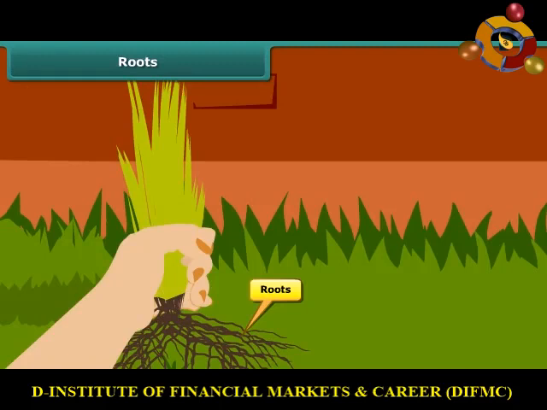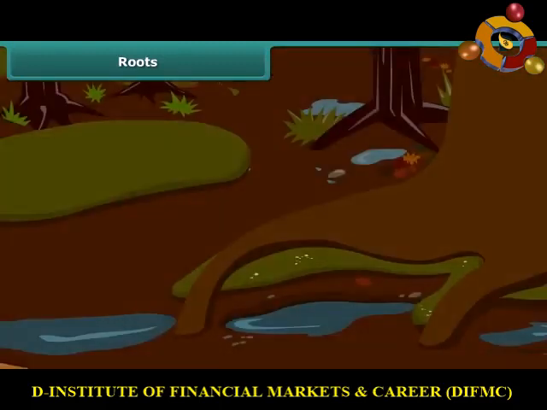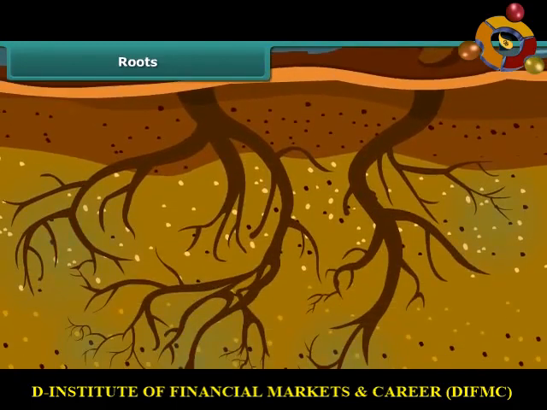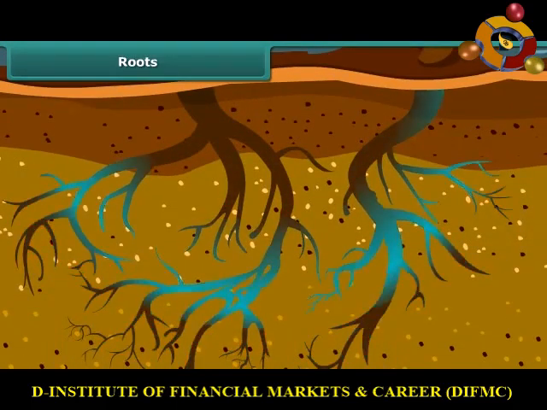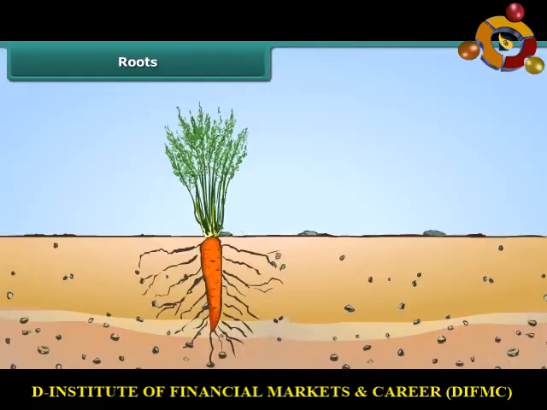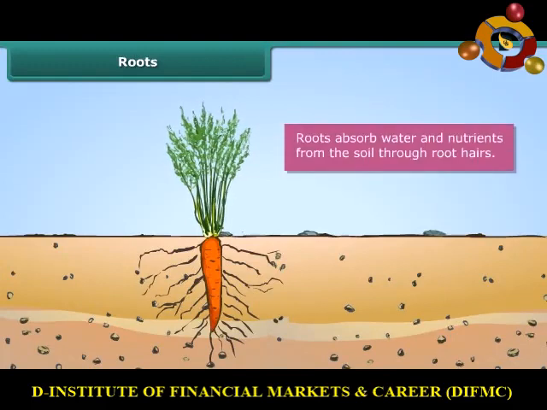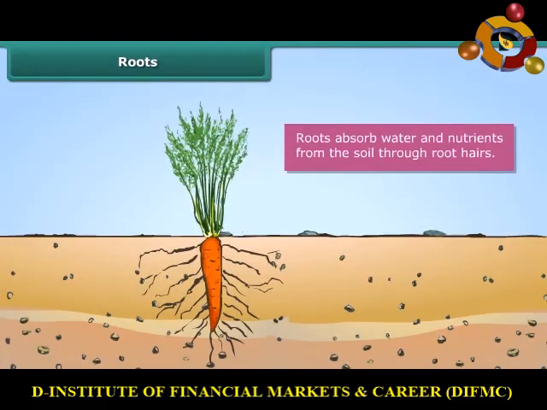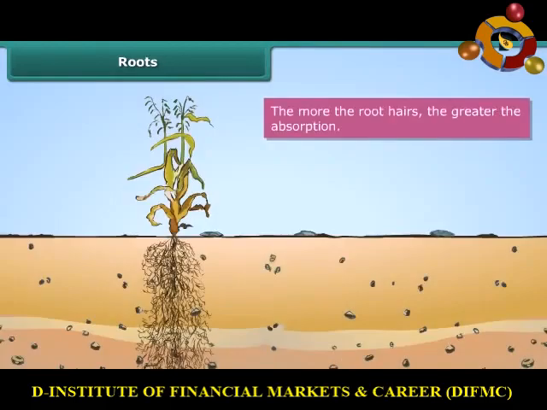All plants have roots. Roots play a crucial role in providing water and nutrients to the other parts of the plant body. Roots have hairs. Roots absorb water and nutrients from the soil through these hairs. The more the root hairs, the greater the absorption.